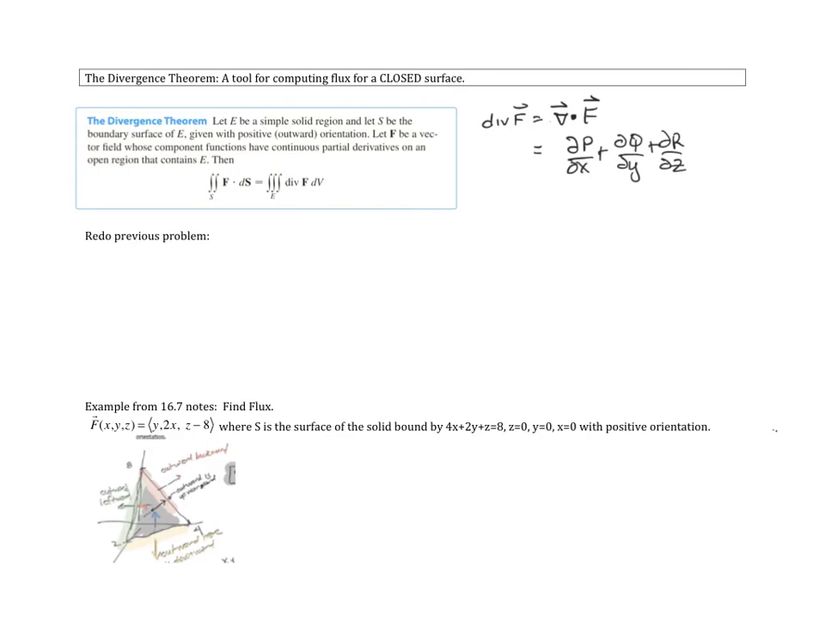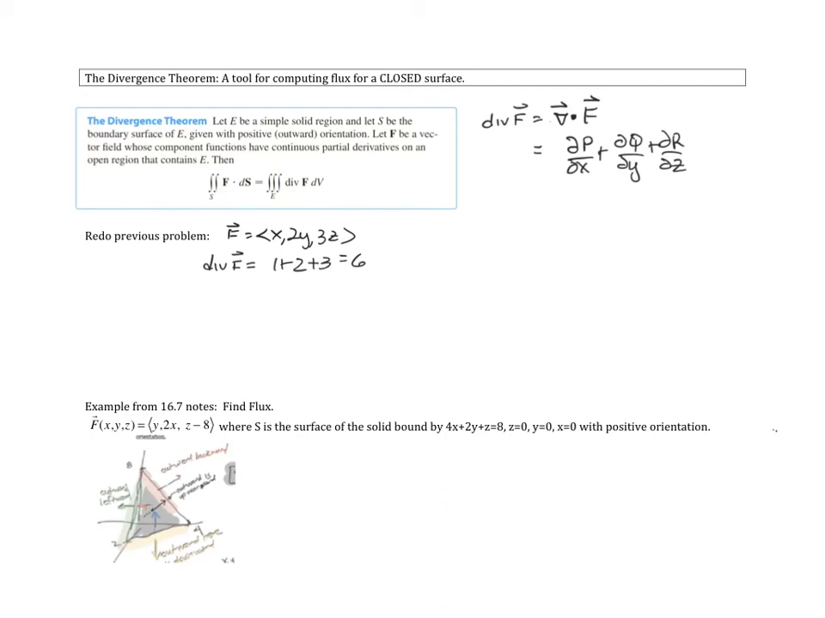So if I apply that on the problem we just did, our F was x, 2y, 3z. So the divergence of F is the partial of the x component with respect to x, partial of the y component with respect to y, and partial of the z component with respect to z. So the divergence of F is 6.